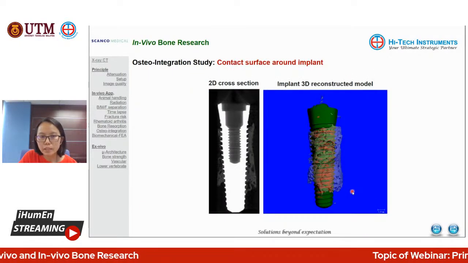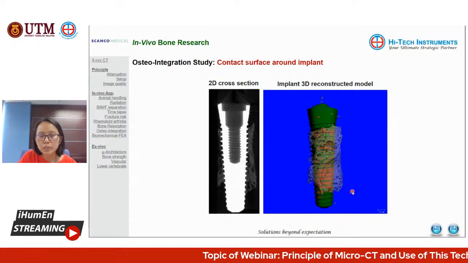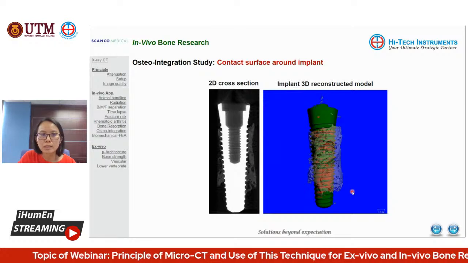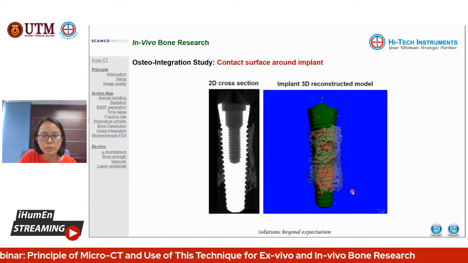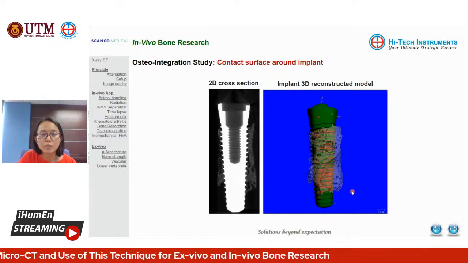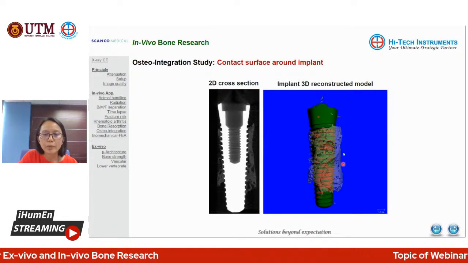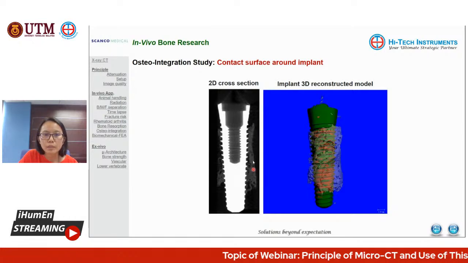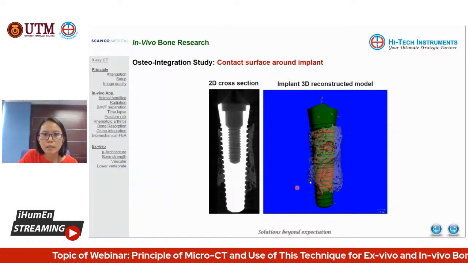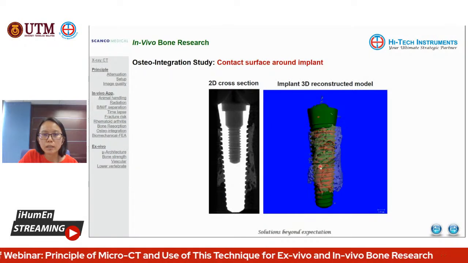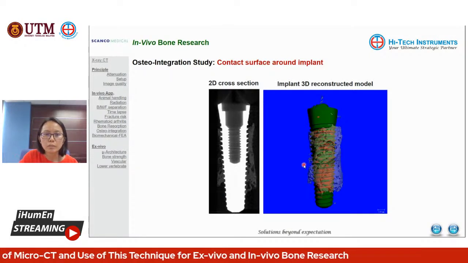And for in vivo study, we can do osseointegration. Of course, for osseointegration, we can do it in both in vivo or in vitro methods. It doesn't have to be in vivo if you are ready to sacrifice the animal. So for osseointegration studies, the main focus is on the contact surface around the implant here. For example, this one is a 2D cross-section. This is a bone. This will be an implant. And this will be the 3D reconstructed model here.